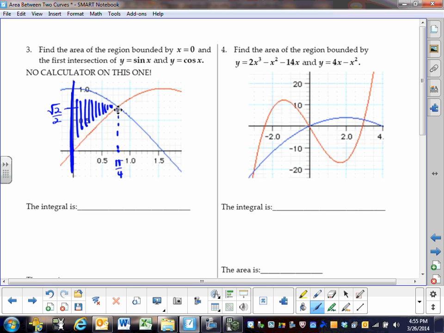Because cosine of pi over 4 and sine of pi over 4 are root 2 over 2. We should definitely know how high this goes. If x is 0, the y value would be 1 on the cosine graph. And this would be 0, 0 for the sine graph. So if we're looking for the area, we're looking for the height of the functions. So the height of the area is determined by the difference.